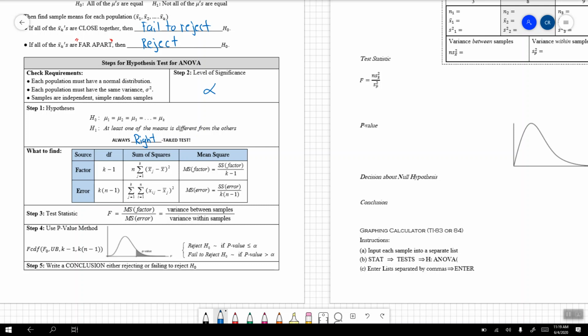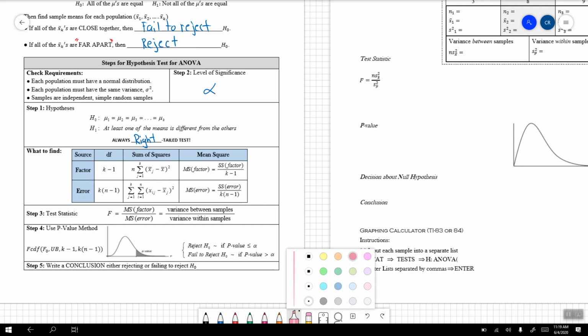Test statistic. Notice the test statistic that we're looking for here. The test statistic in this particular case is going to be F, and it's going to be the mean square of the factor divided by the mean square of the error. In other words, this is looking at the variance between samples divided by the variance within the samples.